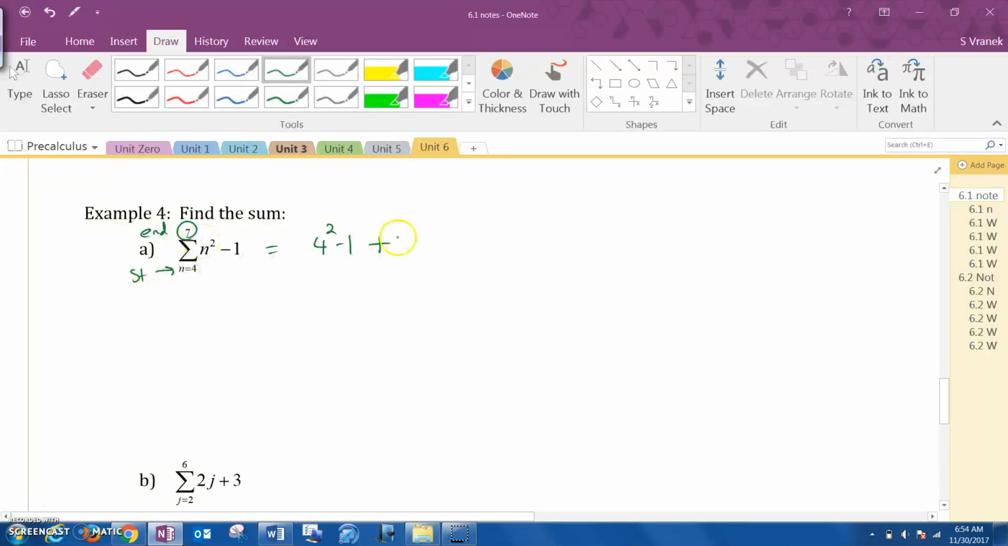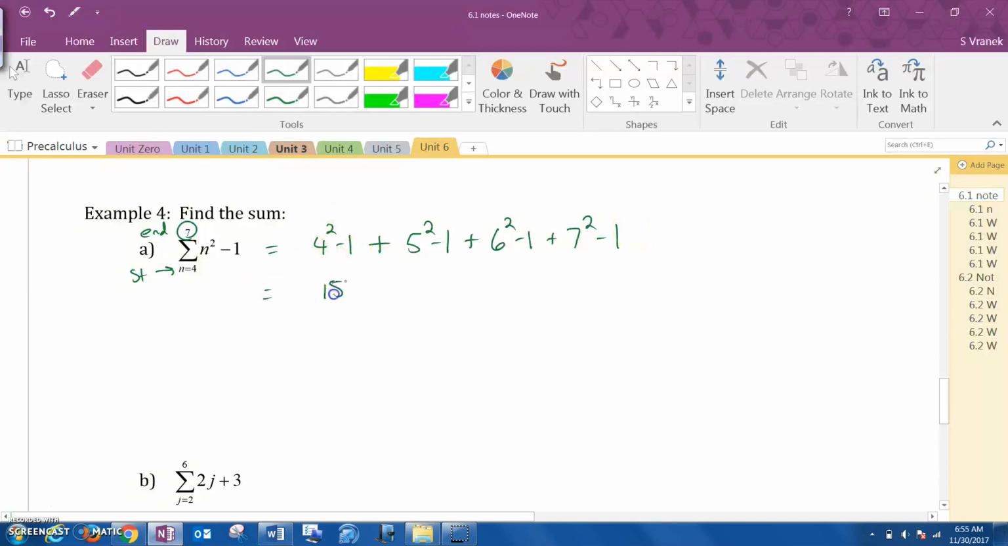Now we use n equals 5. The next term is 5, so 5 squared minus 1. Plus the next n in the sequence, and n always goes up by an integer, so you won't have decimals or anything. 6 squared minus 1. And then 7 squared minus 1.